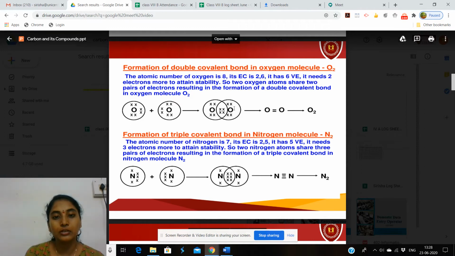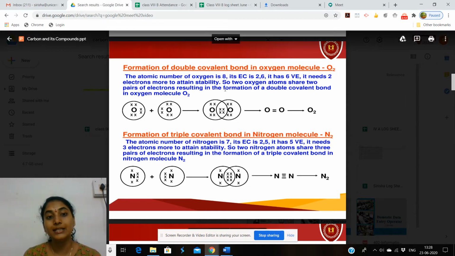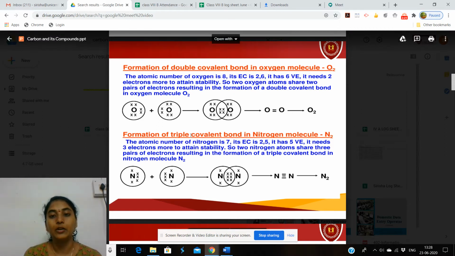Formation of a double covalent bond in the oxygen molecule. The oxygen molecule will have a double bond. Its electronic configuration is 2, 6, which means it needs 2 more electrons to attain stability. So two oxygen atoms share two pairs of electrons, resulting in the formation of a double covalent bond in the oxygen molecule.